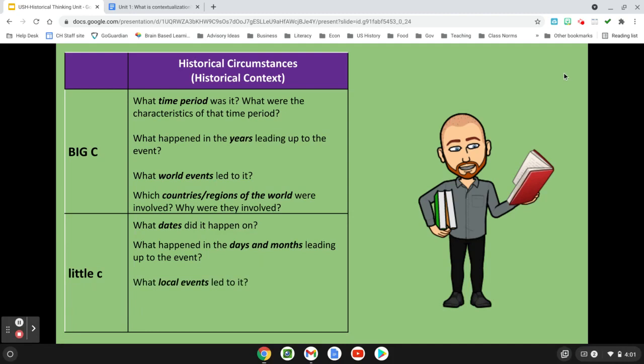What local events led to it? And then lastly, which local groups, political parties, or individuals were involved? What were those people like, and why were they involved? Up here in the big C, we're looking at the regions, so the North versus the South, whereas down here, we would be focusing on the local people and the individuals themselves. So Robert E. Lee, Ulysses S. Grant, people who are involved in the war as individuals and not just looking at the big picture like we would up here.